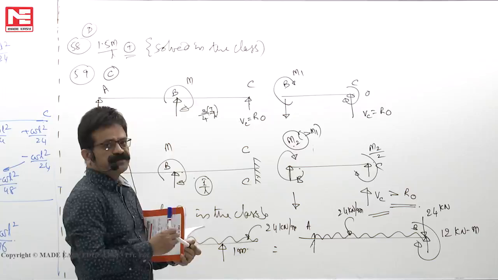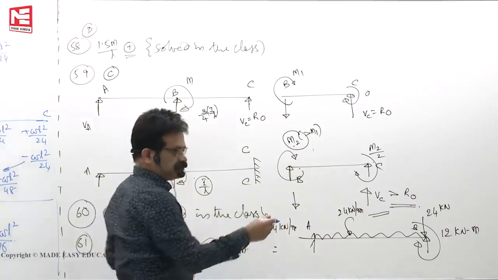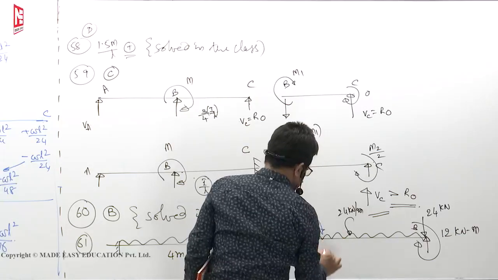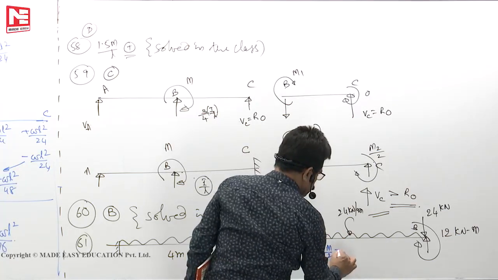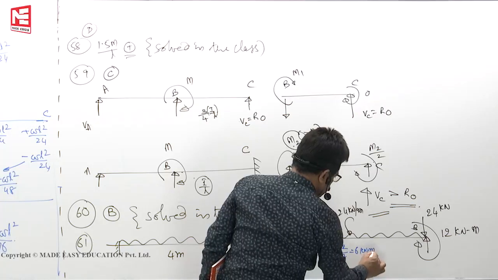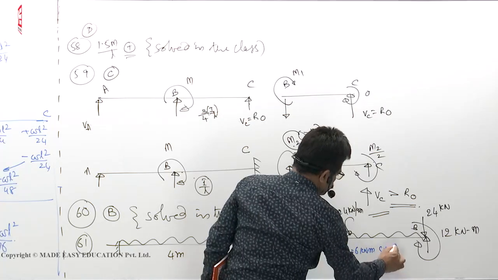Now you see, first take the carryover moment. Principle of superposition. Due to 12 alone, the carryover moment is M by 2. 12 by 2, that means 6. This is called the carryover moment.